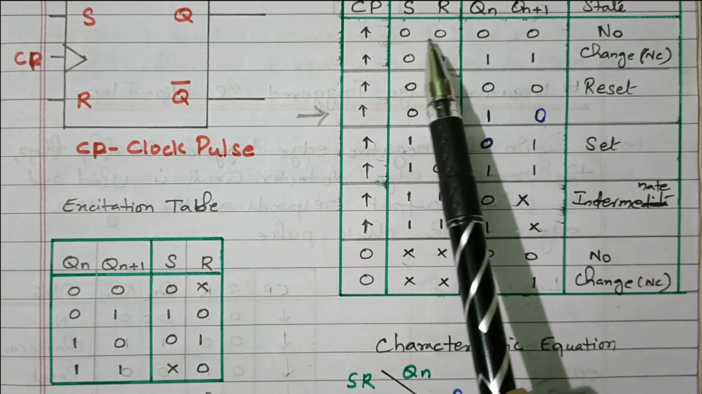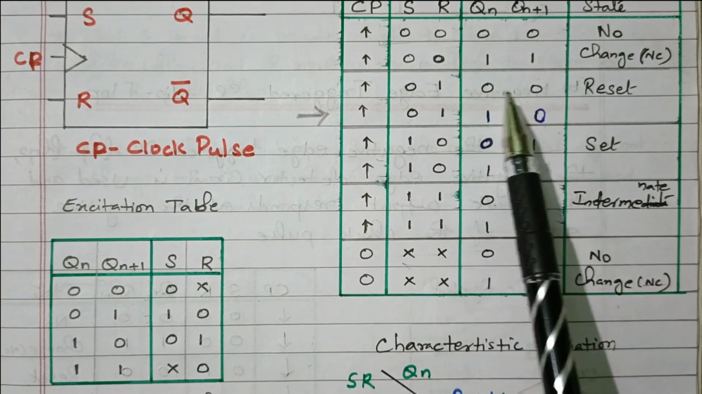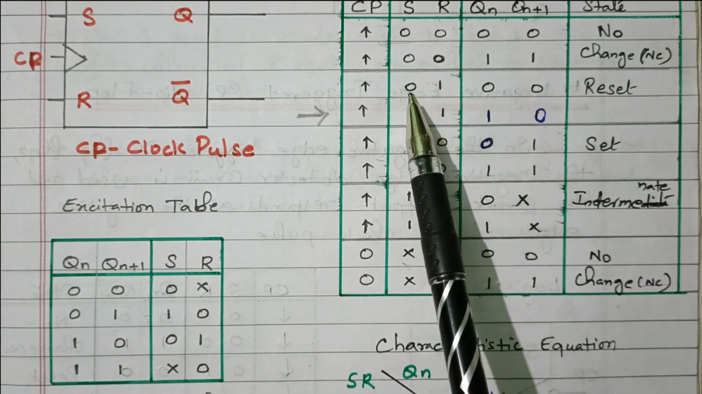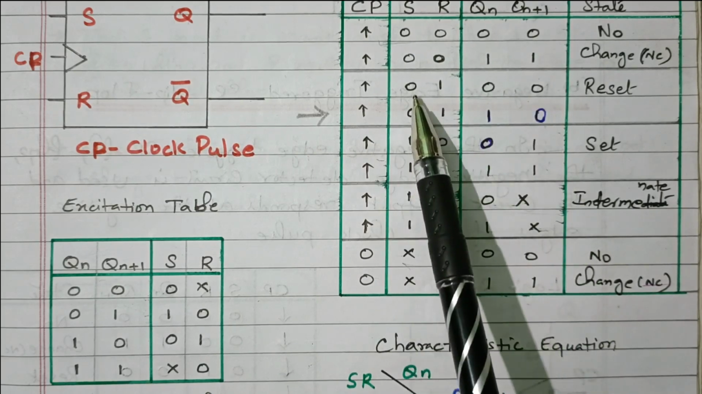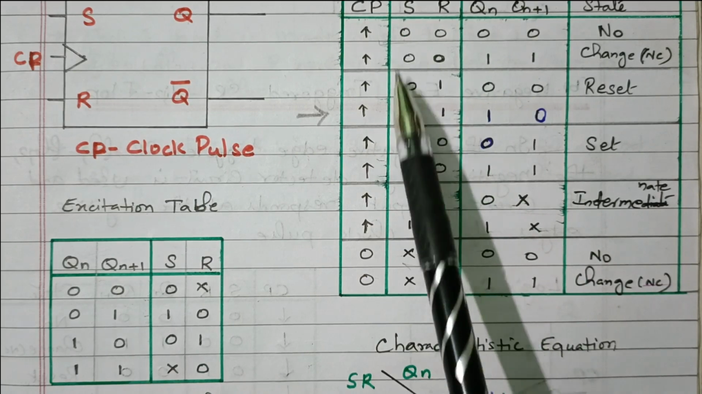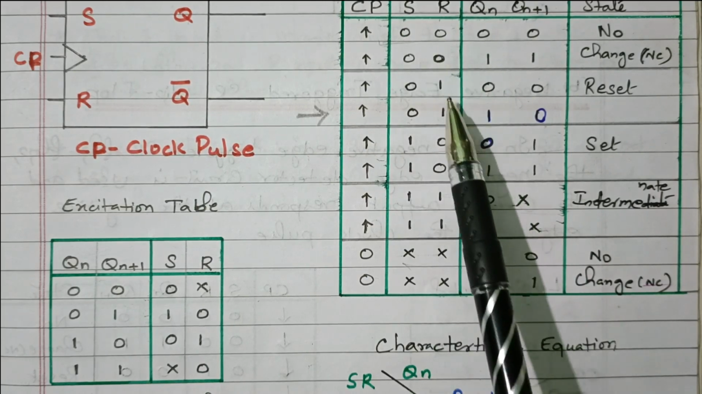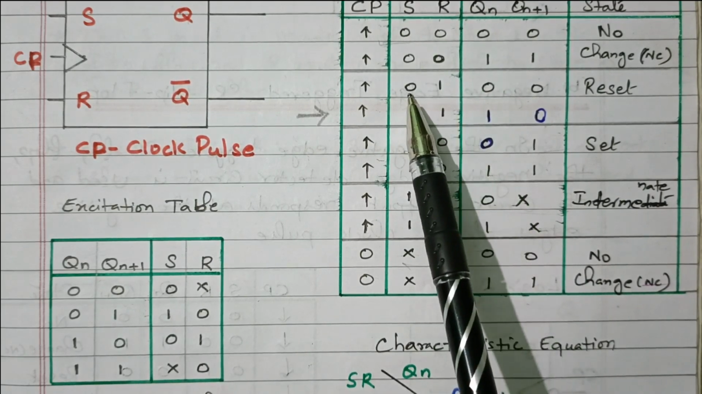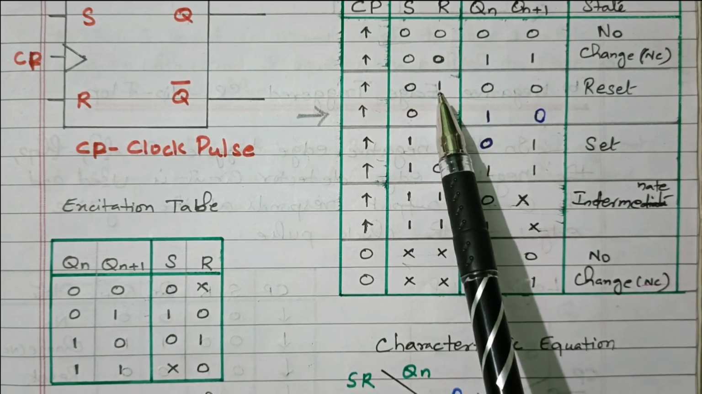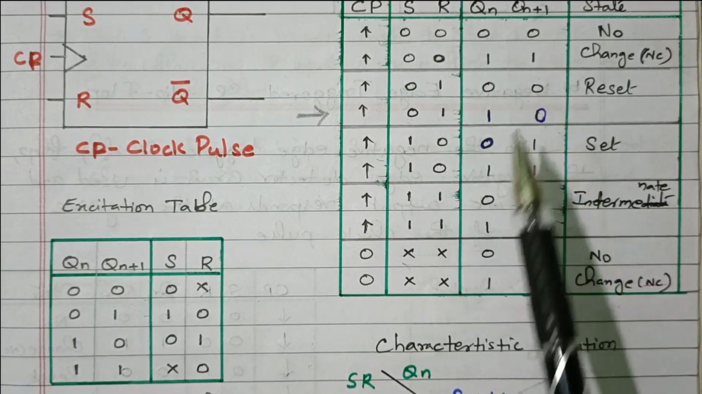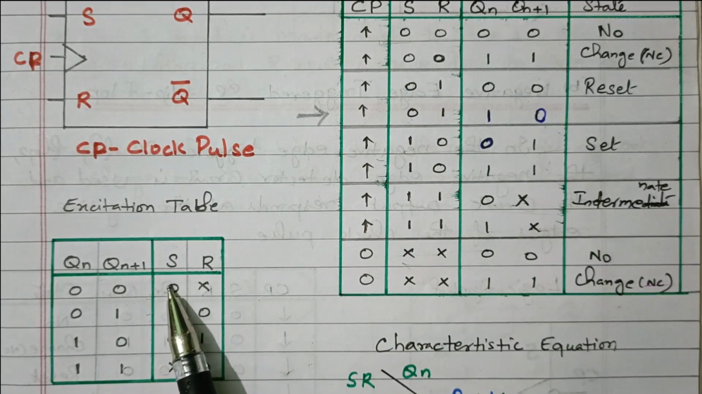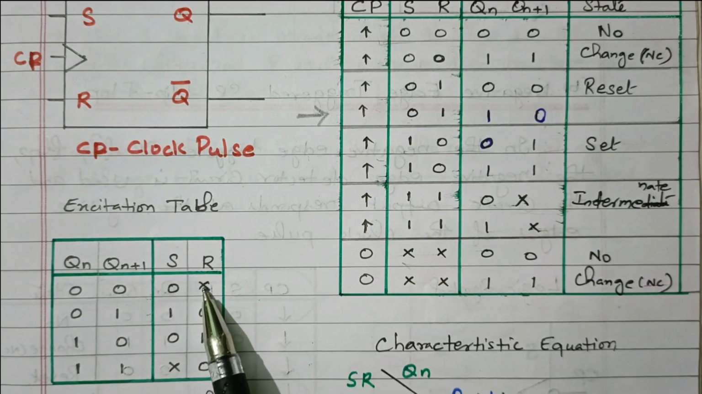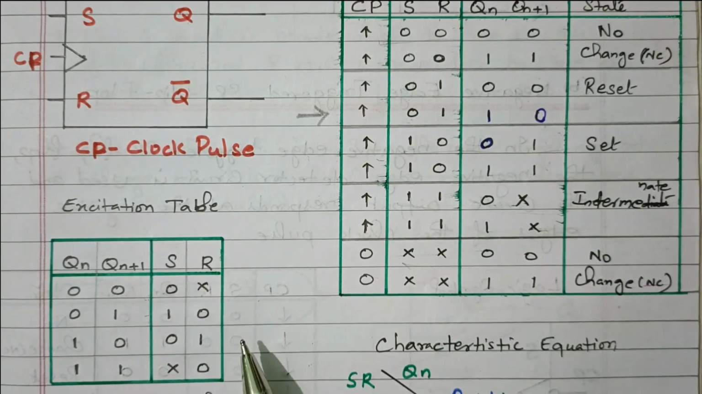0 0. S is 0, R is 0. Third combination, third output, S is 0, R is 1. So in both the cases S is 0. Only R may be 0 or 1. Right? So S equal to 0, R in any case, will get 0 0 as the output. So S is 0, but R may be any value, that is represented as X.